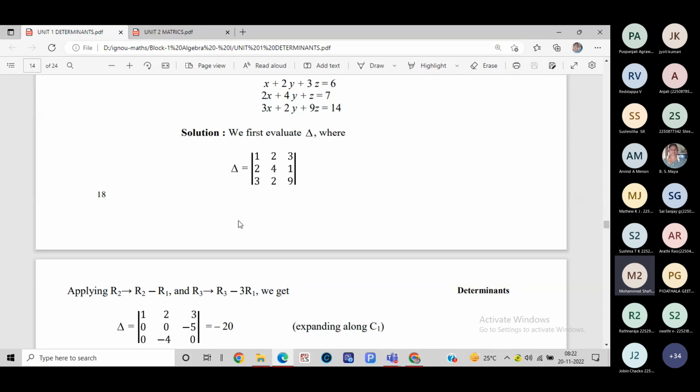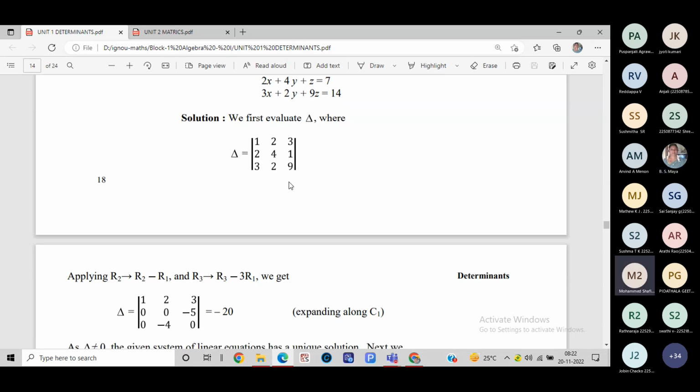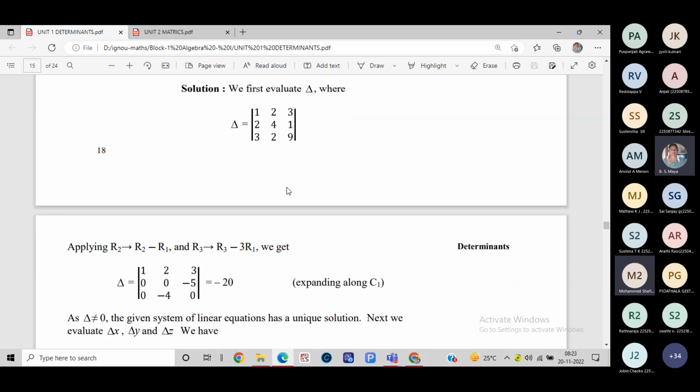We don't require the row elementary operation or column operation. If you are comfortable with the row elementary operation, you can apply it. If you feel difficult to do it, you can do by the normal method only. If you apply row elimination, you can easily get the answer and get the whole marks. You will get the delta value only.